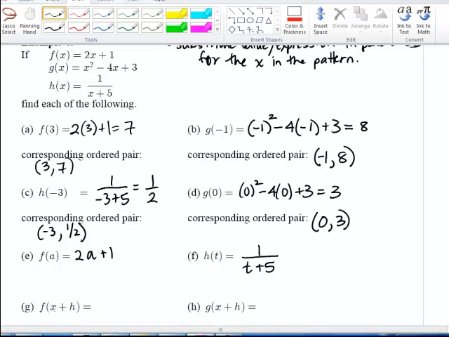Or we can even substitute a more complicated looking expression. If I want f of x plus h, I would substitute that whole expression where the x is in f. So 2 times, replace the x with x plus h, plus 1. Right, so this whole group gets put in where the x is in the pattern for f.